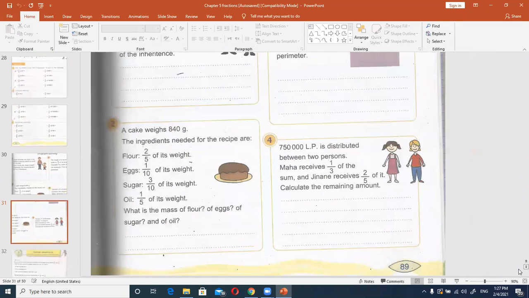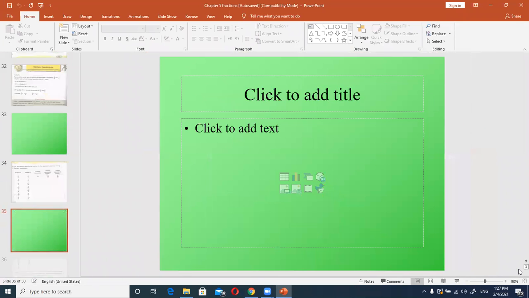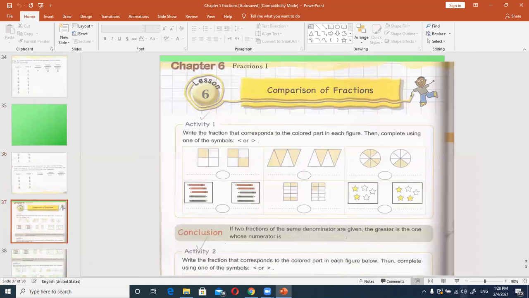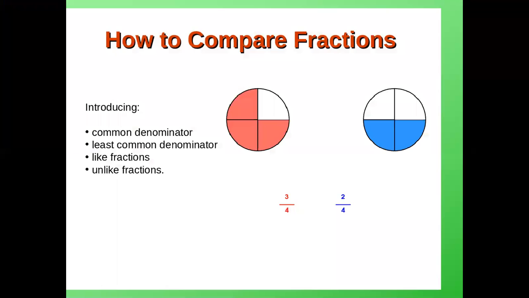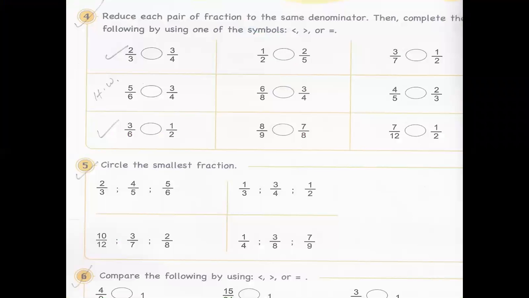So how do we choose the smallest fraction? If the numerators are different and the denominators are different. We said that in a previous question in exercise 4, that if the numerators are different and the denominators are different, we will find the common denominator. So we have to make the denominators the same.